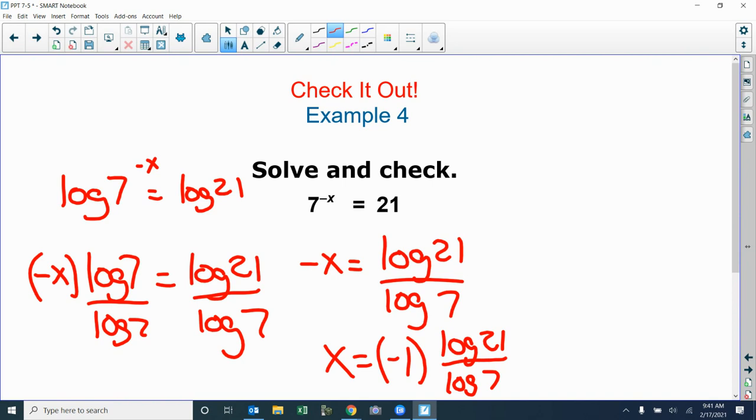Anybody have an approximation for me? X is what? It's probably going to be a negative number, isn't it? Log of 21 divided by log of 7, anyone? Negative 1.56. That's good enough. So log of 21 divided by log of 7 is 1.56, huh?